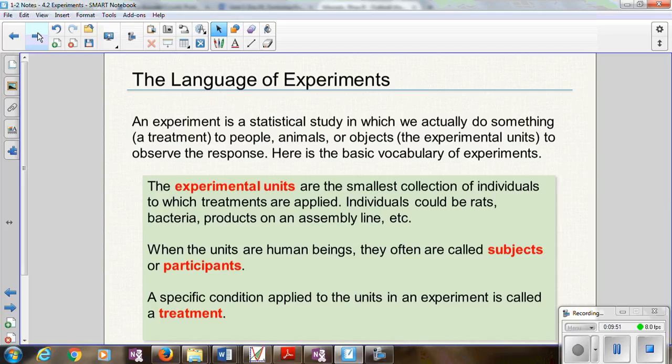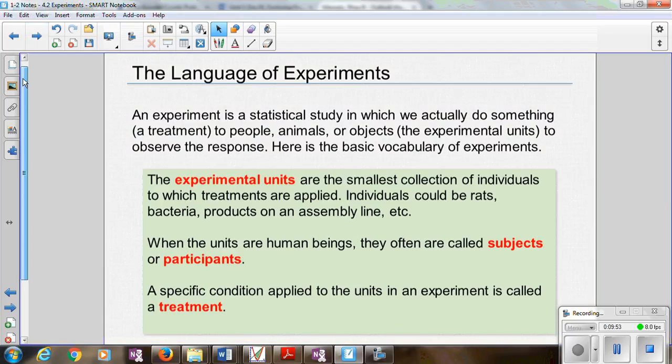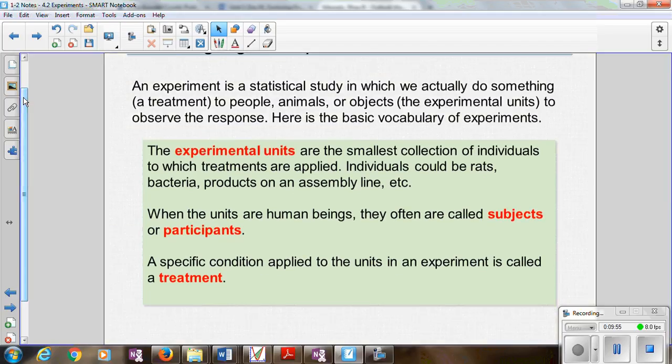I'm going to go through some terminology in experiments, and this is going to be important for your quiz, obviously, and also when you're reading about research, you're going to see these words all the time. So it's important to know the terminology.